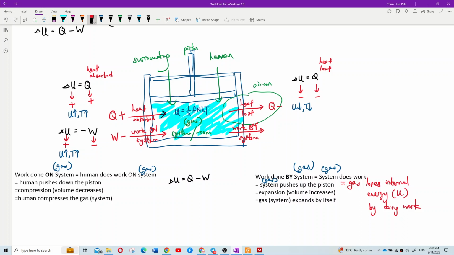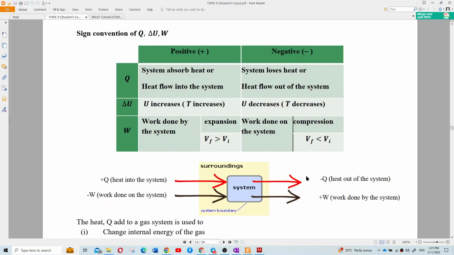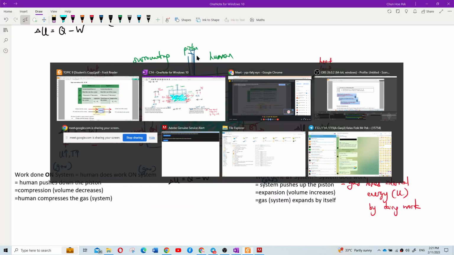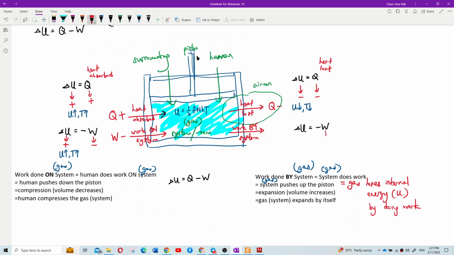So let me check with the first law of thermodynamics formula. Delta U equal to, let's say no Q, only negative W. Now, what sign do we put if work is done by the system? Work done by the system is W positive. Expansion, work done positive. So what will be the delta U, class? Negative times positive, you get what?